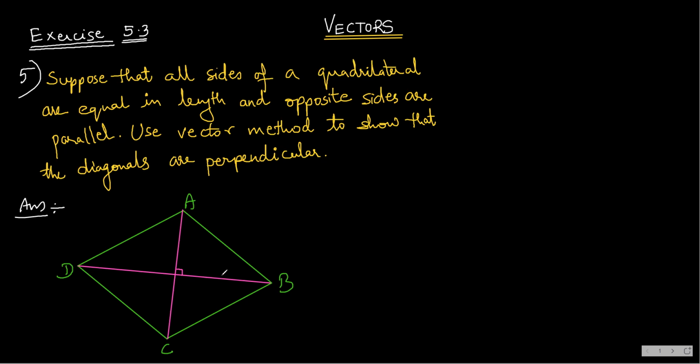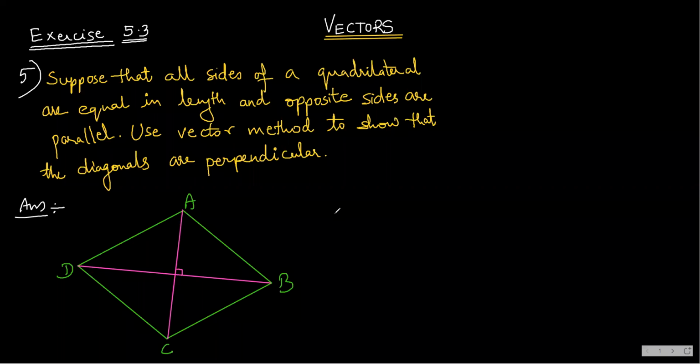So in the answer, first of all, I will draw a quadrilateral, and in this quadrilateral we have four sides which are equal in length. The opposite sides of the quadrilateral ABCD are parallel to each other. So AB is parallel to DC, AD is parallel to BC. We have to prove that the diagonals of this quadrilateral are perpendicular to each other. That is, we have to show that AC is perpendicular to DB.